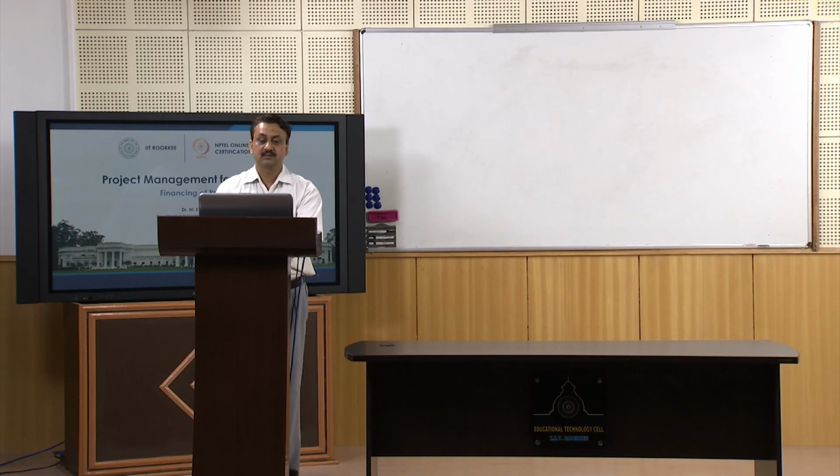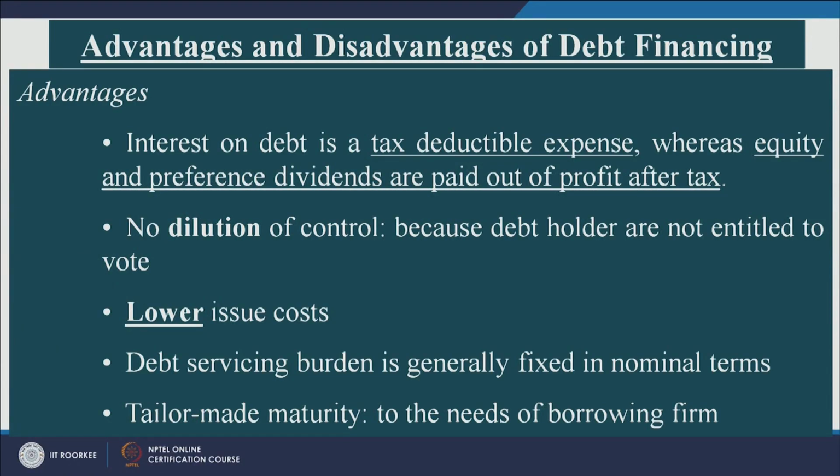Advantages and disadvantages of debt financing. If you look at advantages, the most important advantage is that interest on debt is a tax deductible expense, whereas equity and preference dividends are paid out of profit after tax. There is no dilution of control because of no voting power, and a lower cost of issue. These are a couple of advantages.